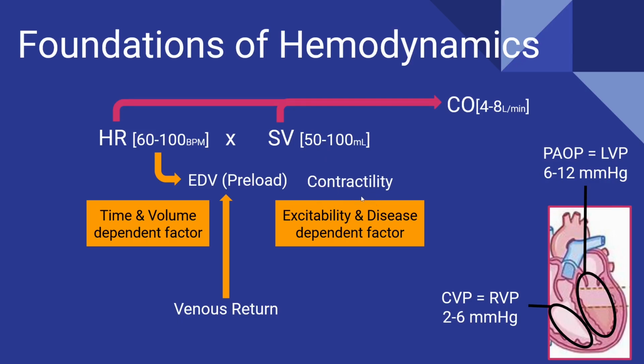You can't really measure contractility. You have to kind of look at other things. You can't really tell how hard the heart is pumping. So look at the difference in these. Your preload is based on time, how much time is allowed for that blood to go into the ventricle, and then how much volume you have. Contractility is how healthy is your heart, how well can it squeeze.